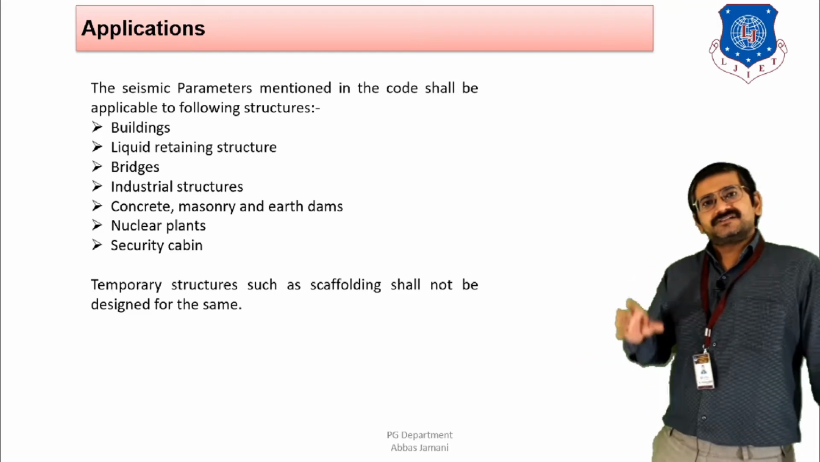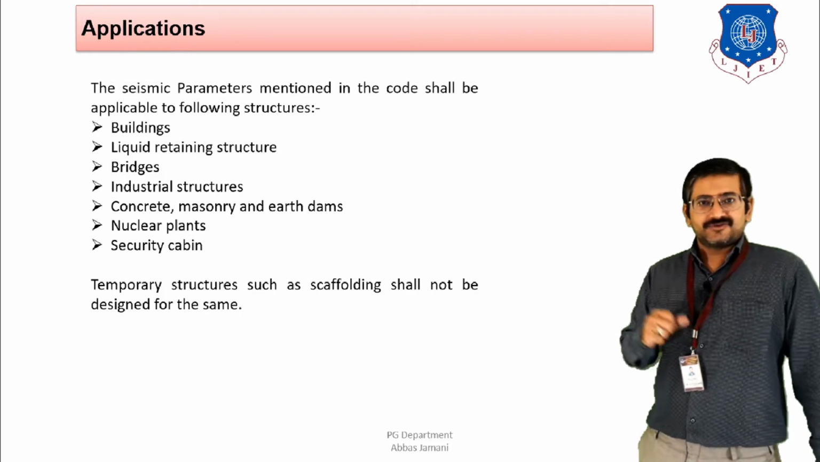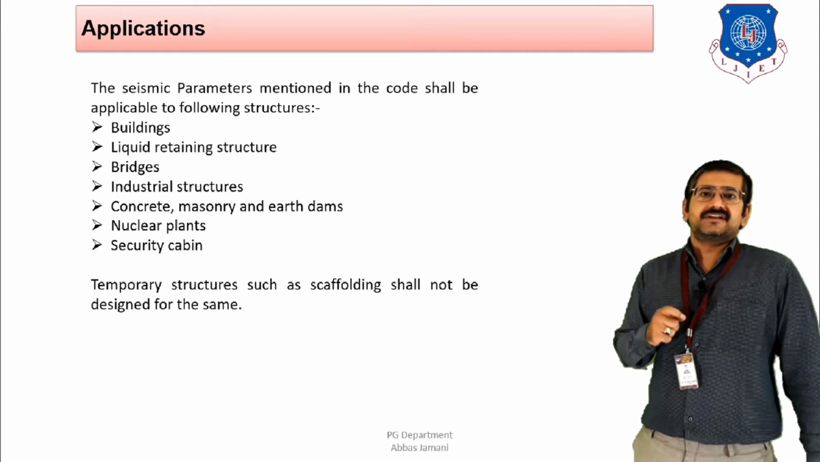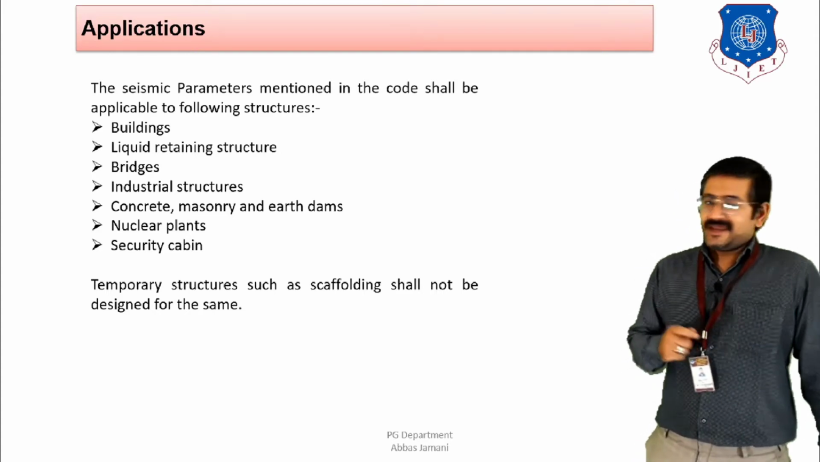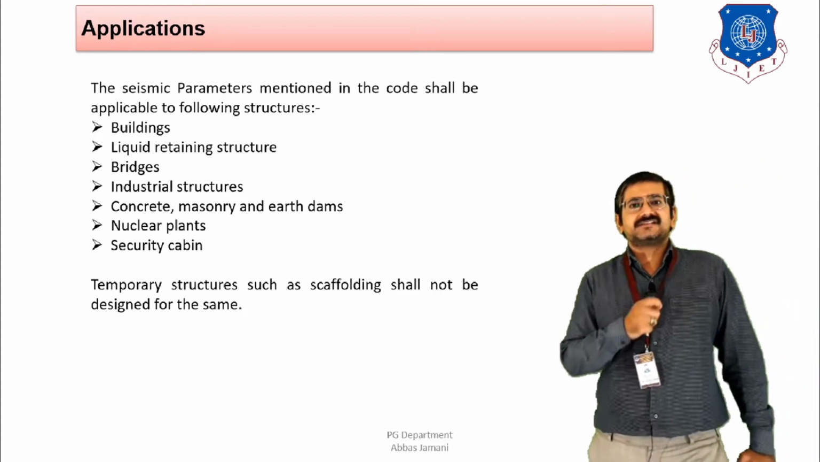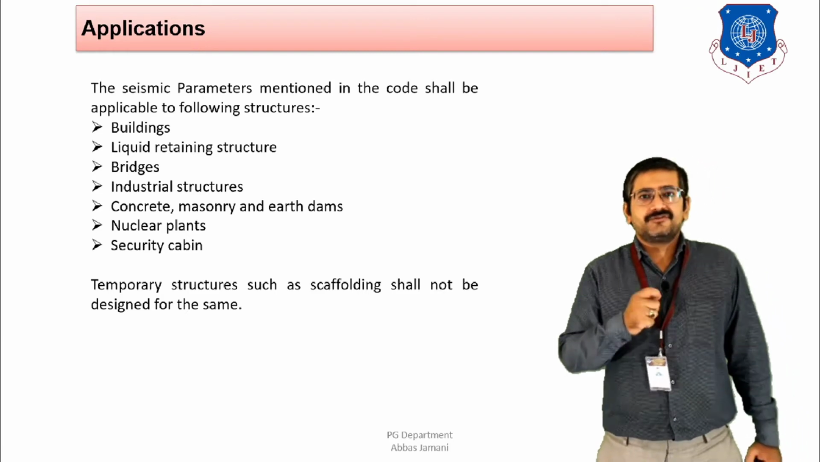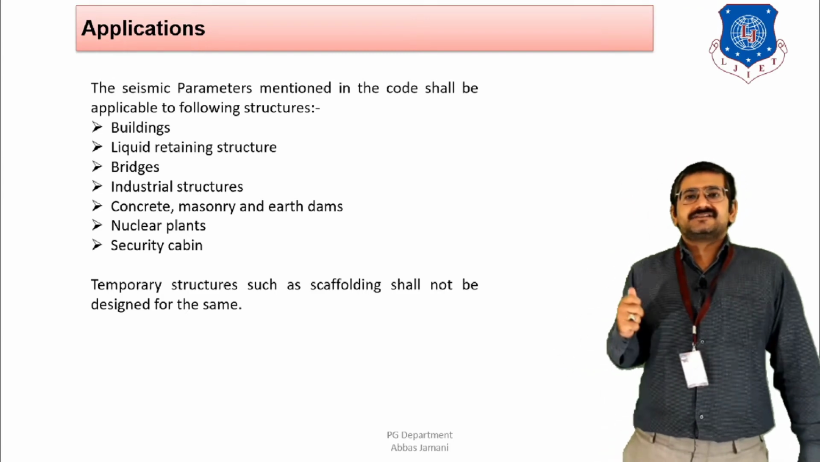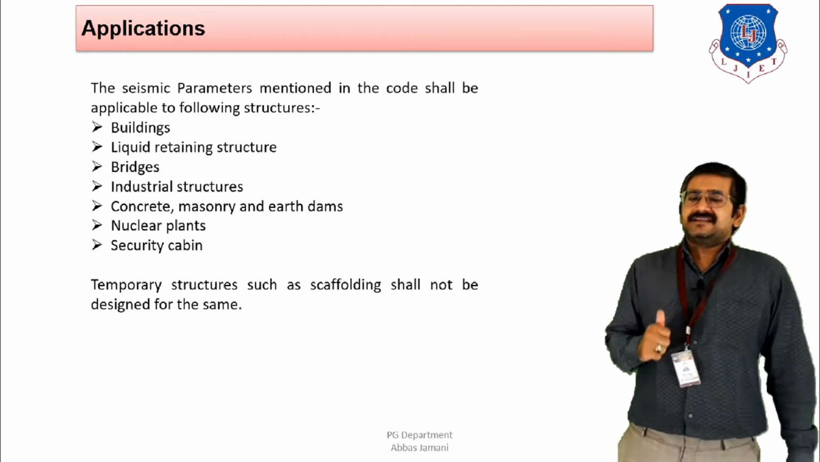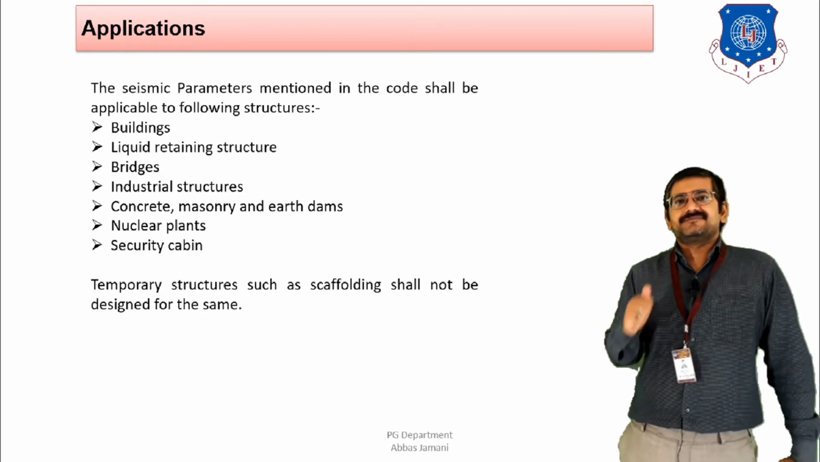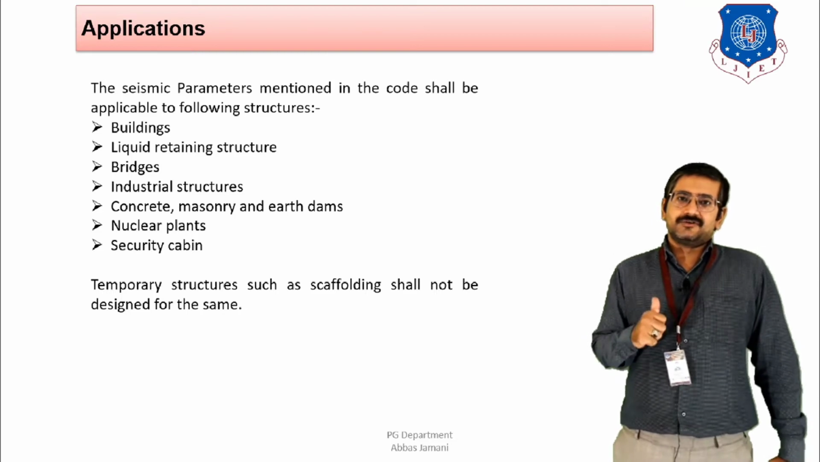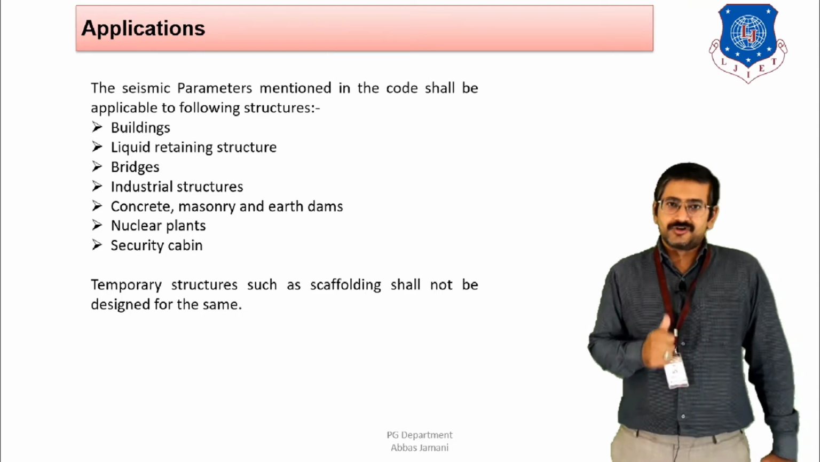Then a very small structure such as a security cabin should also be designed. So the code is mentioning that security cabins, parking facilities, parking structures, these structures also need to be designed for these earthquake loads. And lastly, we have the nuclear power plants also, the petroleum refinery also, the special structures on which you can say the performance or the economy of the country is dependent. These structures also need to be carefully designed for the codal provisions mentioned in this particular code. And lastly, it is mentioning that temporary structures like scaffolding and open excavation, these types of structures should also be considered for the earthquake loads, and the codal provisions mentioned in this particular code should be followed.